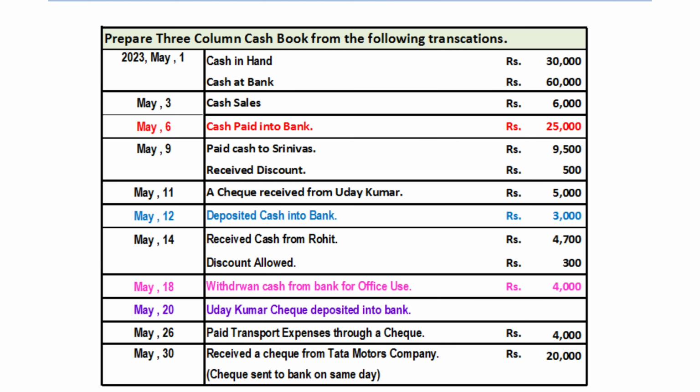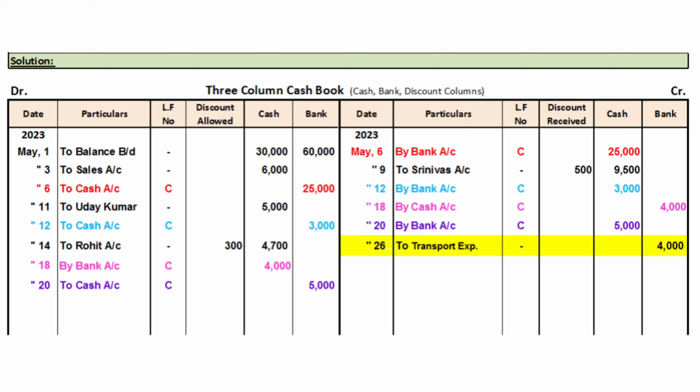Next, May 26th, paid transport expenses through a check, rupees 4,000. That is a payment. It should be recorded on the credit side in the 3-column cash book in the bank column, because it is payment through bank.